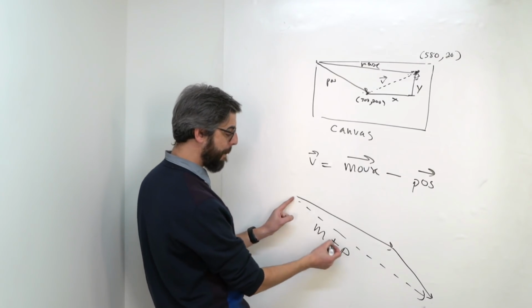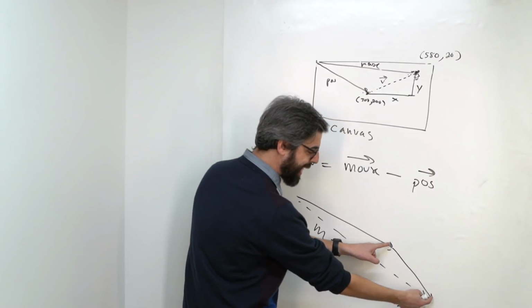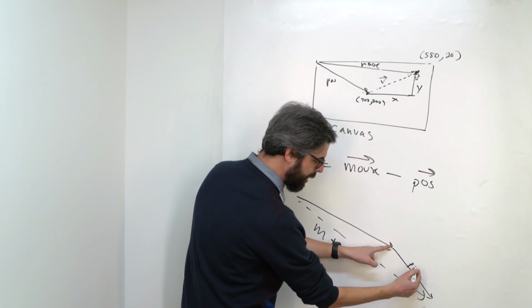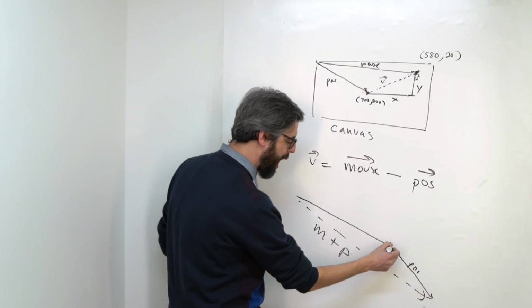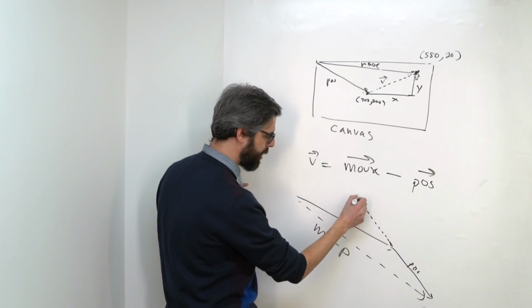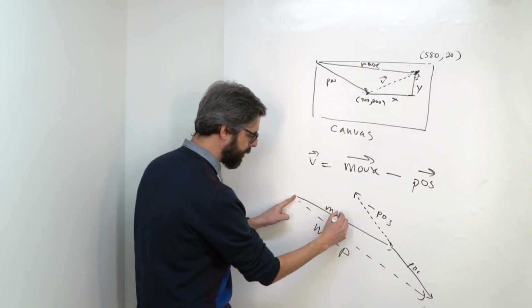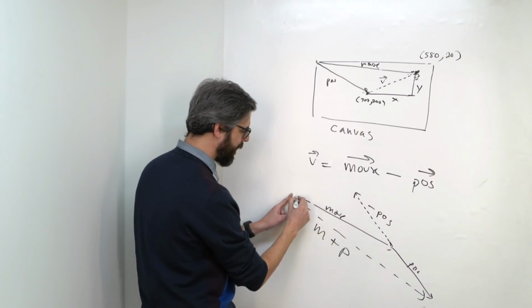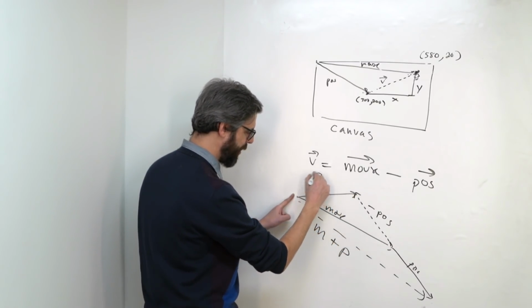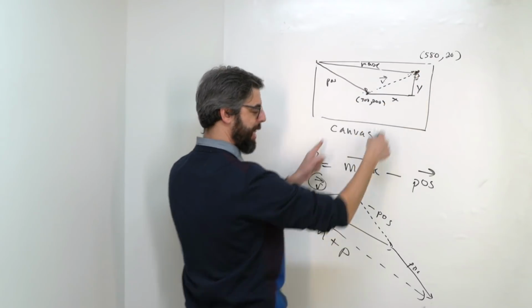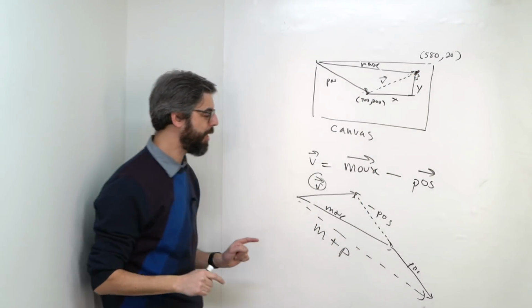But I want to say mouse minus position, so that's taking this position vector and pointing it in the opposite direction. This is minus position. So mouse minus position is this vector v right here, and you can see that matches up with that.